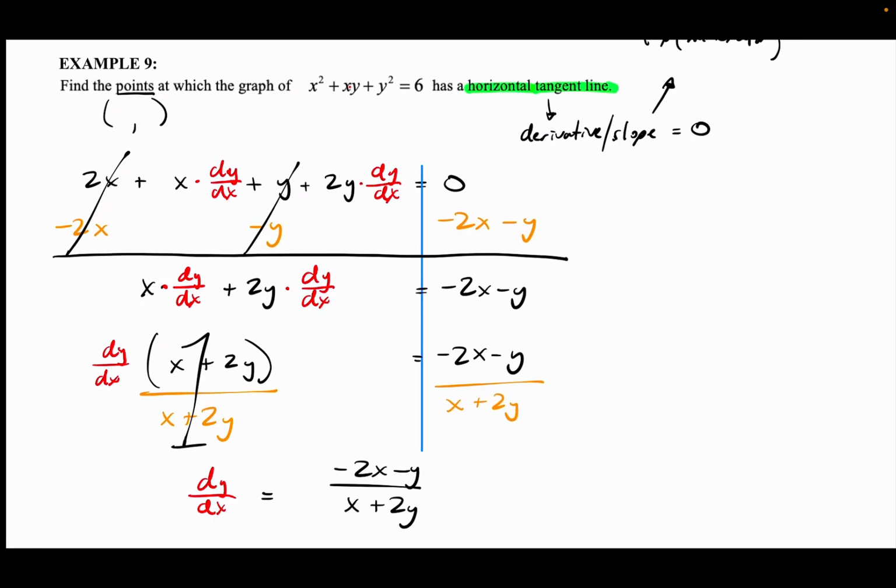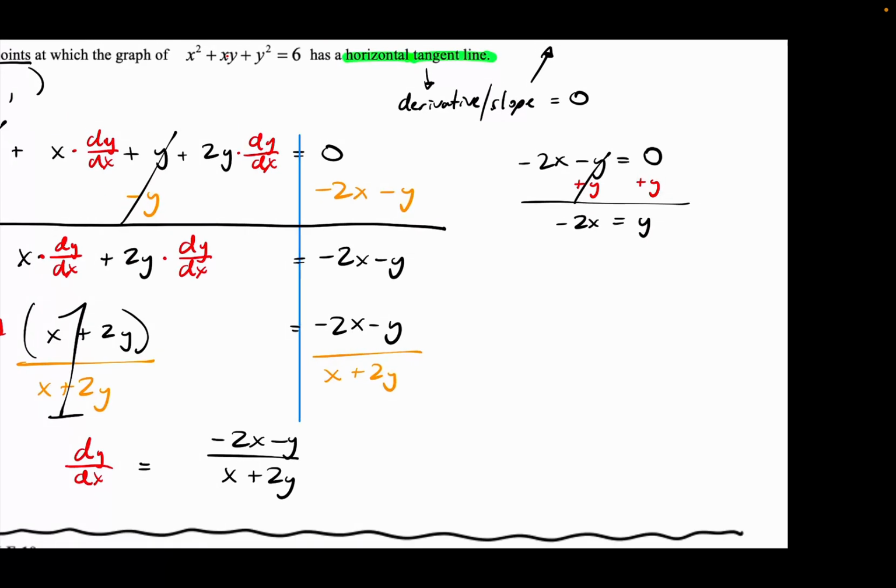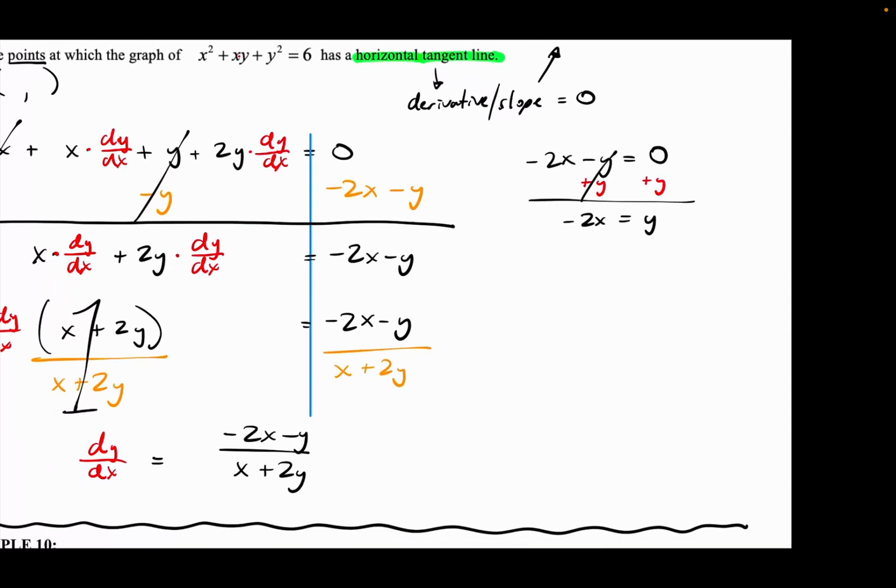Set the top equal to 0. That's exactly what I want. That's all I care about is the top, because that's what's going to make the fraction 0. So this one's a little tricky because it's got both x and y's. I can solve for x, I can solve for y. So if you solve for y, you're going to get negative 2x equals y. So that's technically what y is.